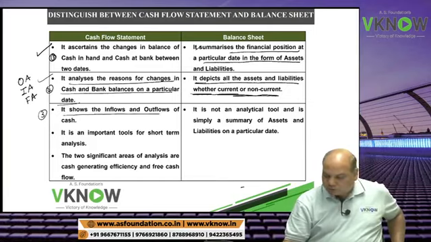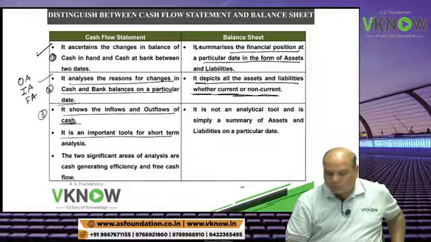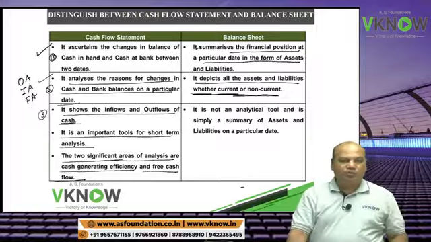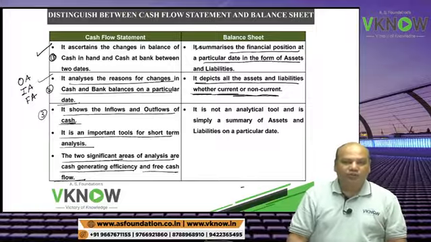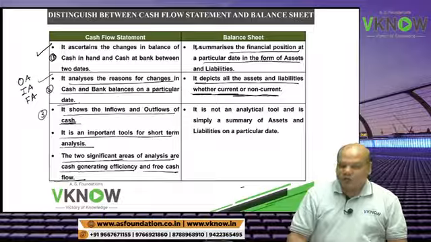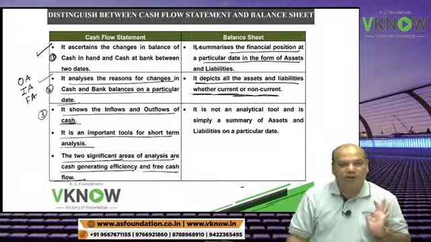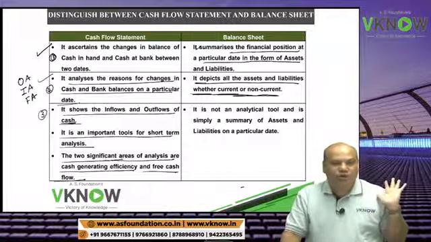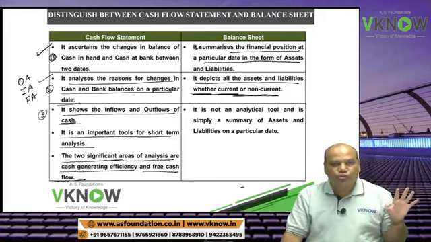Point number 3, cash flow statement shows the inflows and outflows of cash. It is an important tool for short-term analysis. The two significant areas of analysis are cash generating efficiency and free cash flow. So cash flow statement tells you how much cash flow has been generated by the entity during the year, and how the cash has been utilized. It helps in more analysis. Users can take a more informed decision.